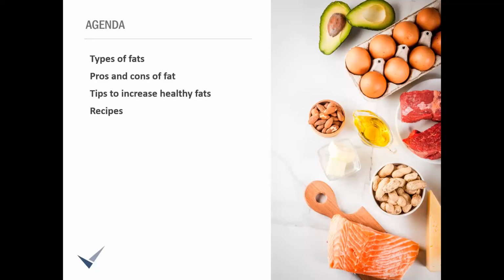Now, it's still a complicated topic and it's not all black and white, but my goal today is to make it maybe a little bit clearer, hopefully. I'll show you that fat is not our enemy. So we're going to talk about the types of fats in our food. We'll talk about the pros and cons and which types you want to include more in your diet. We'll go over some tips to increase healthy fat intake and then give you a few yummy recipes to try.